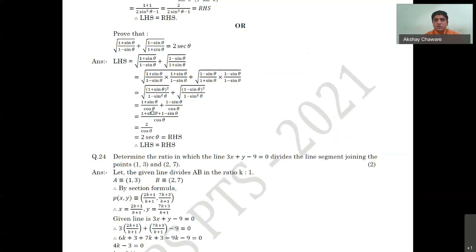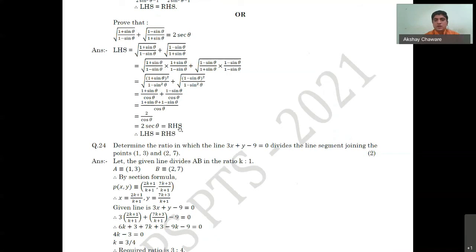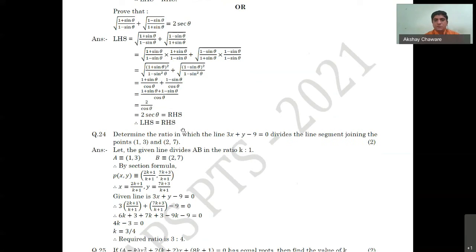So 1 plus sin theta upon cos theta plus 1 minus sin theta upon cos theta. So 1 plus sin theta plus 1 minus sin theta upon cos theta. Why? Because the denominator is the same here, cos theta, so we can add the numerators only. So here 2 upon cos theta, 2 sec theta, and that is our RHS. Very simple question.